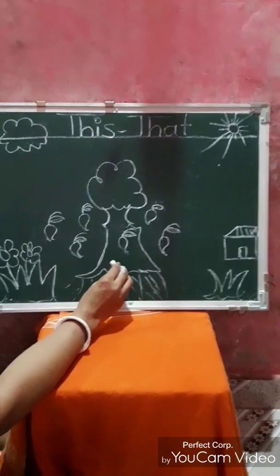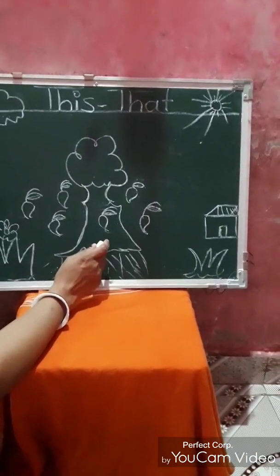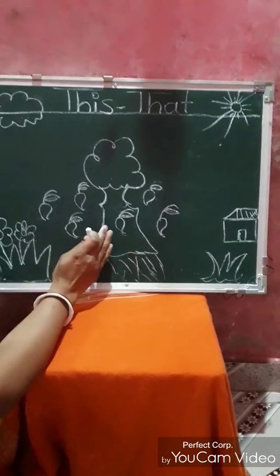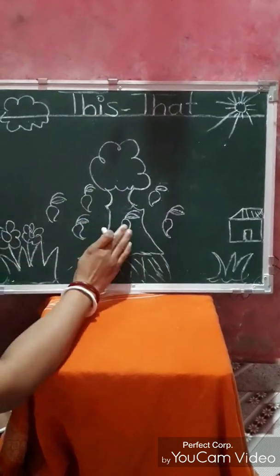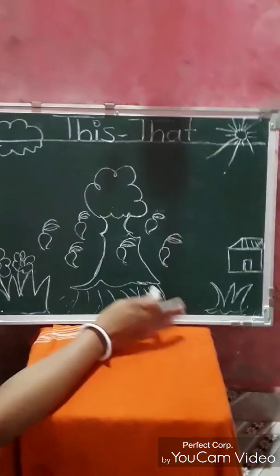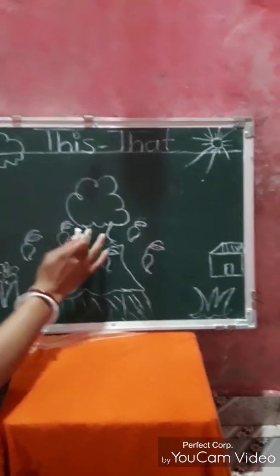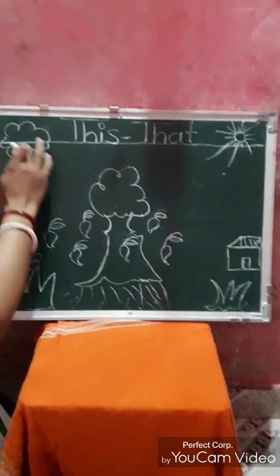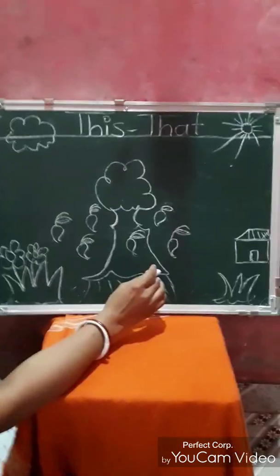So when we are talking about things that are near to us, at that time we use this, and when we are talking about things which are far away from us, like the sun is far away from the tree, the cloud is far away from the tree, in the case of the sun and in the case of the sky we use that.